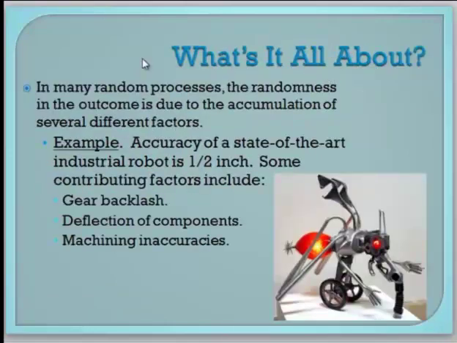So what's it all about? In many random processes, the randomness in the outcome is due to an accumulation of a number of different factors. Usually, these factors can make, for example, a part be a little bit bigger, a little bit smaller. You could have things like gear backlash for this industrial robot where we've only got an accuracy of 1/2 inch.